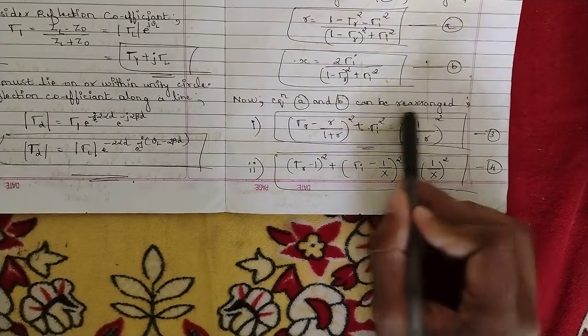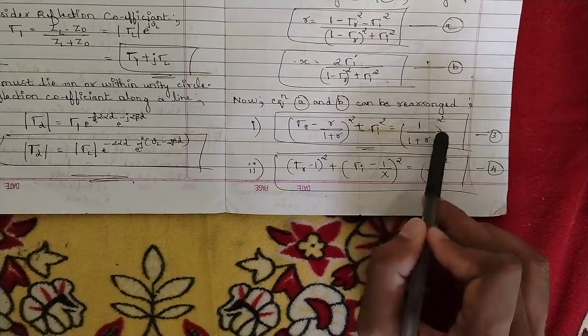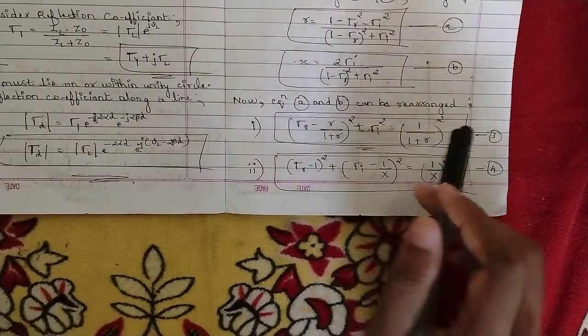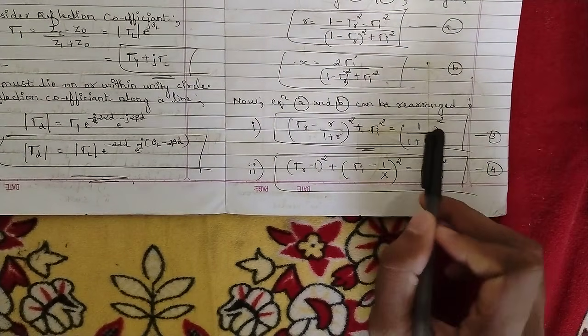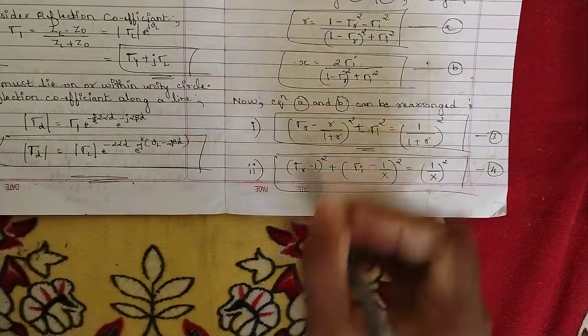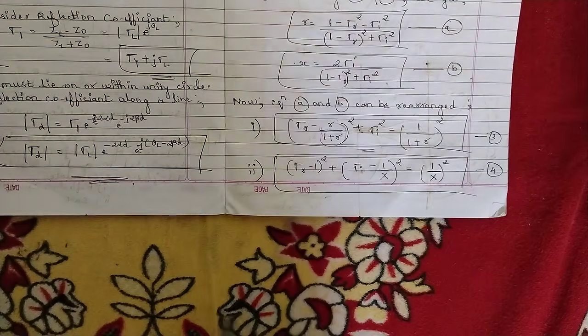So in this case, a square, a is the radius. That's why the radius in this case for the circle family is given by 1 divided by 1 plus R the whole square, and the center point is given by this term, that is R divided by 1 plus R.